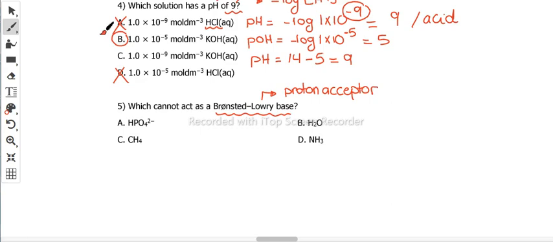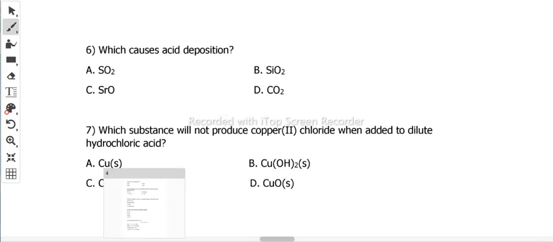Starting with A, it can, since I can add hydrogen ion. And B, yes, it can. It can form H3O+, which is the hydronium ion. But looking at CH4, I cannot find a molecule in chemistry which is CH5+. So this is not presented. So methane in this situation is not actually a Bronsted-Lowry base at all.